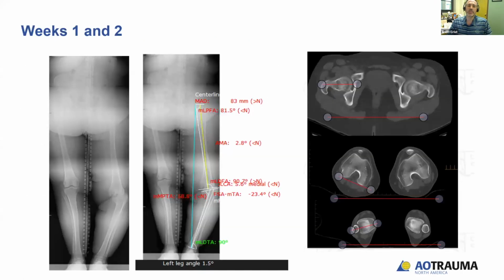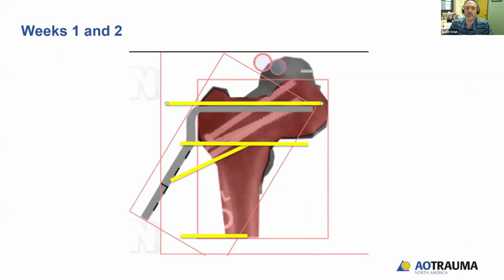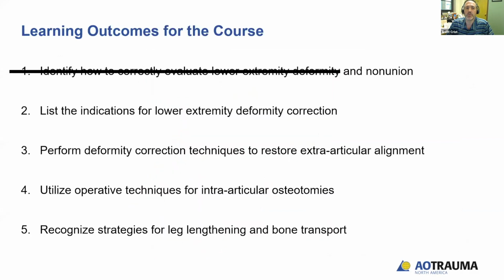So in weeks 1 and 2, we talked about evaluation of lower extremity deformity, both on plain films for coronal plane and sagittal plane evaluation, primarily coronal, and then also on CT scans for rotational profiles. Last week, Keith Mayo and Raul Vadia went through generic planning for proximal femoral osteotomies. So we've gotten through part of learning outcome number 1, and we still have the rest of them to go.